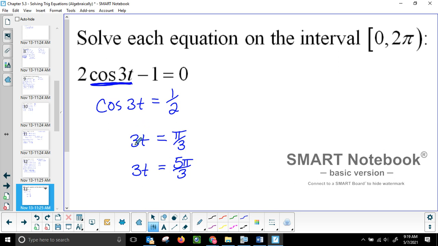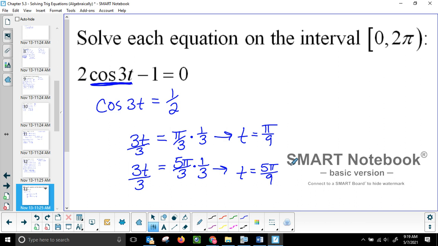So I can go ahead and divide by 3. Dividing by 3 is the same thing as multiplying by 1/3 when you're dealing with fractions, so that will make it much easier. So here I'm going to get t is equal to pi over 9, and here I'm going to get t is equal to 5 pi over 9.